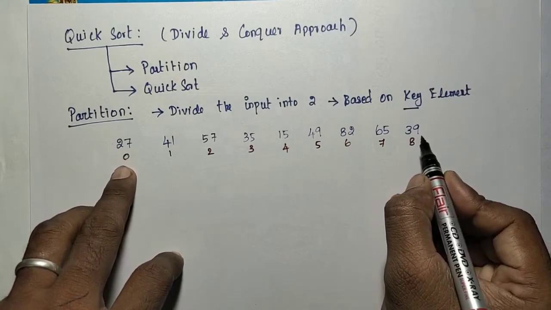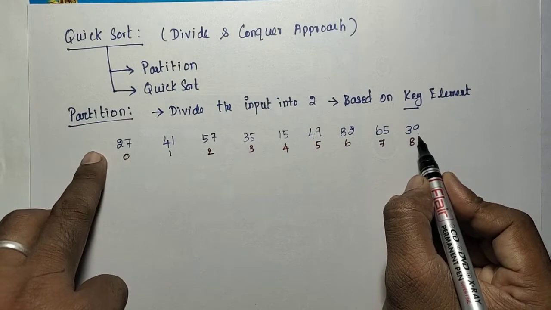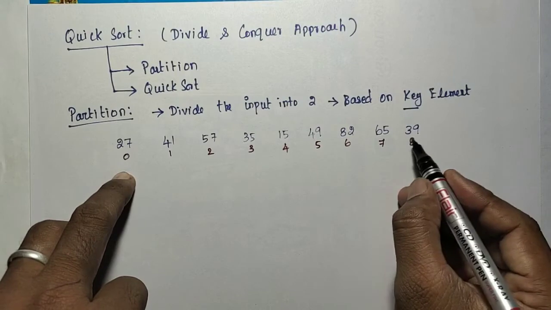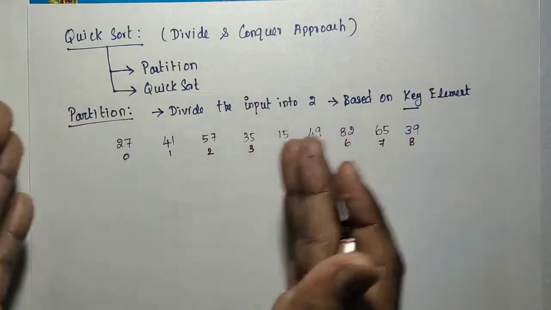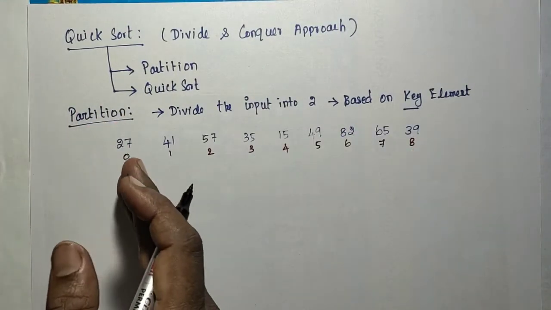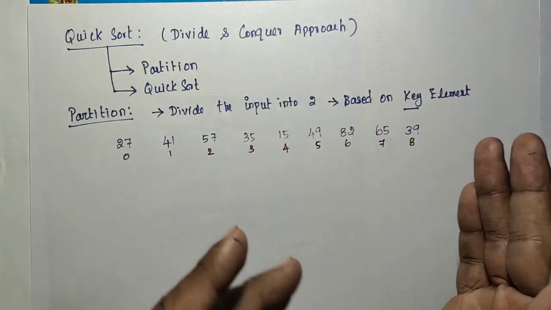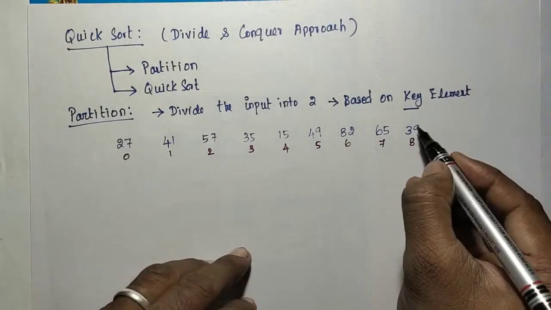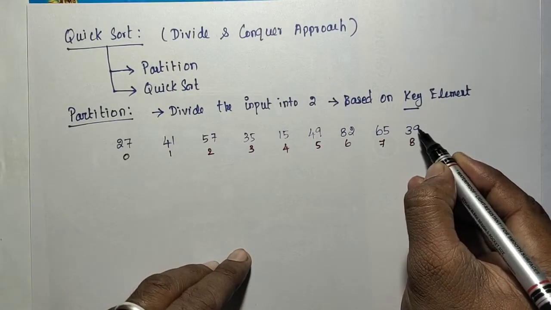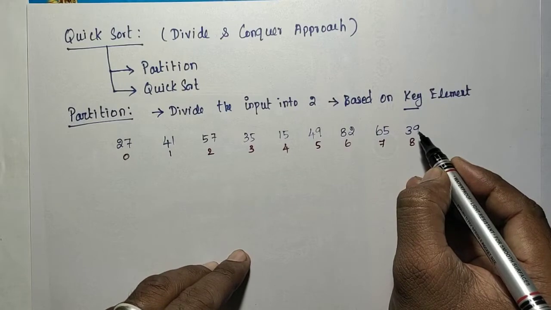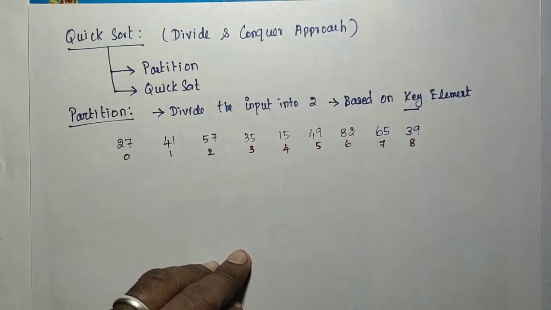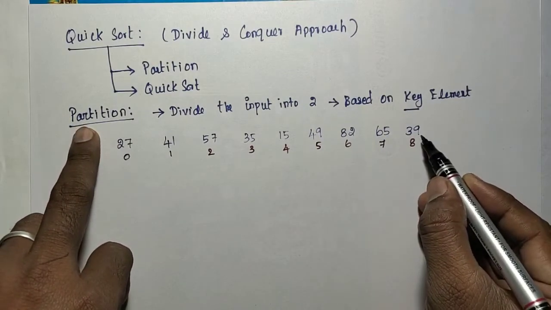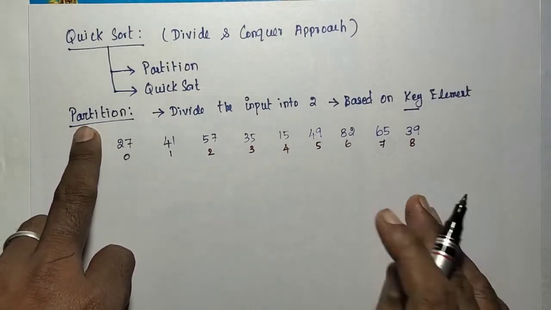The last element is 39. So how will it partition the input with the value 39? The values which are lesser than 39 will come in the first half. The values which are greater than 39 will go to the second half. Like that it will do the partition, based on the value of the key element which you choose. Are you clear? At the end of the partition, 39 will go to its position. It will get sorted.